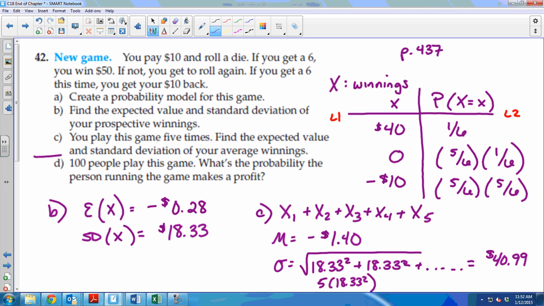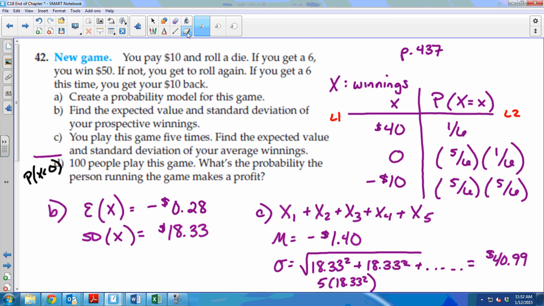They make a profit when what happens? We make negative $10, right? So pretty much less than 0. Would you agree? Okay. So keep that in mind because that's what the question's asking. I'm going to write that down. Remind us later. We're looking at probably when x is less than 0. That's when they make money. All right.